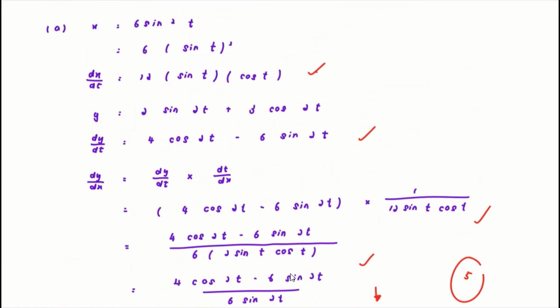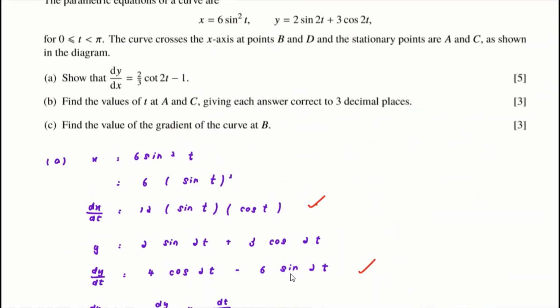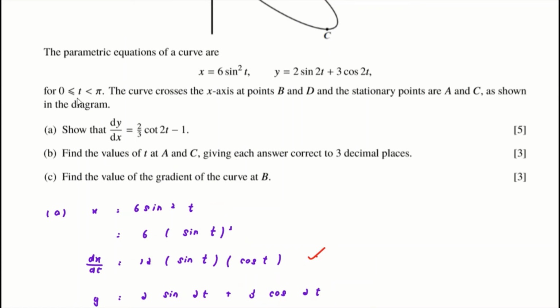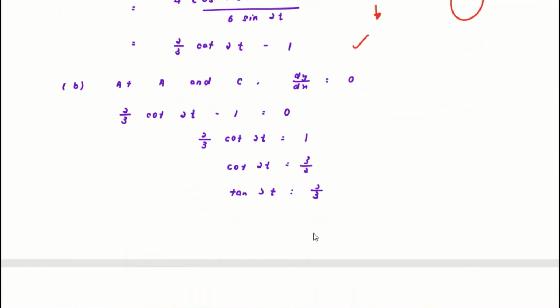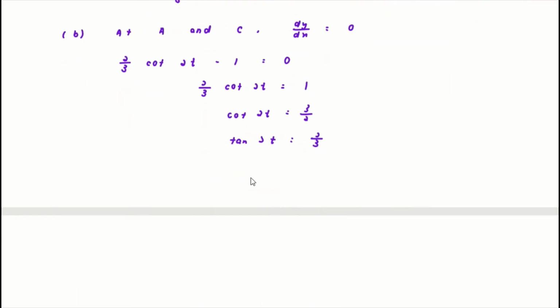Looking at this again, you can see that t is between 0 and pi. So in this case 2t, you are solving for 0 to 2 pi. So tan 2t equals 2/3, and we take the reference angle in radians. Sorry, this is 2 pi. What am I writing?